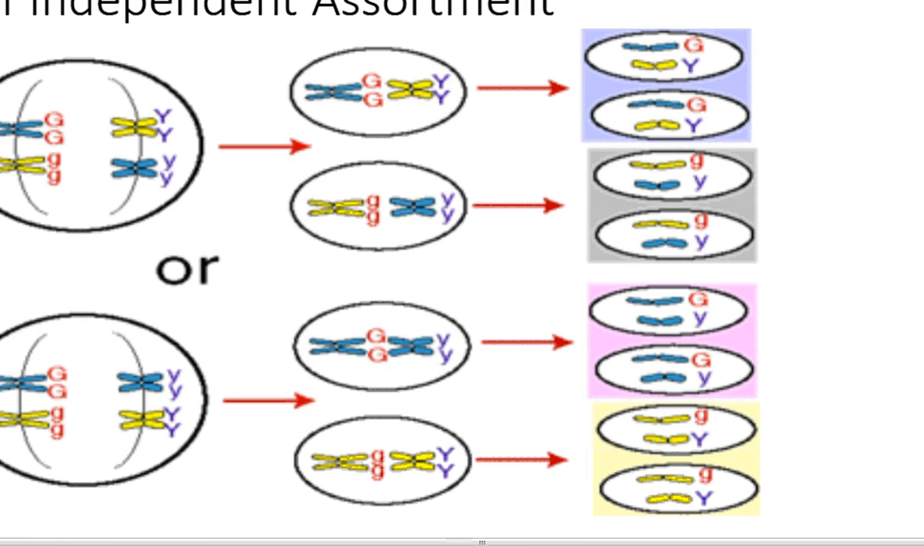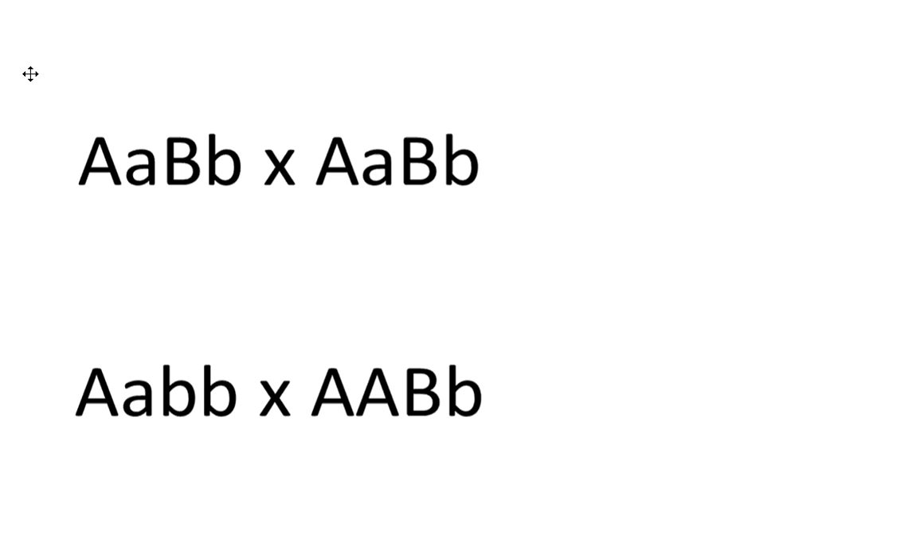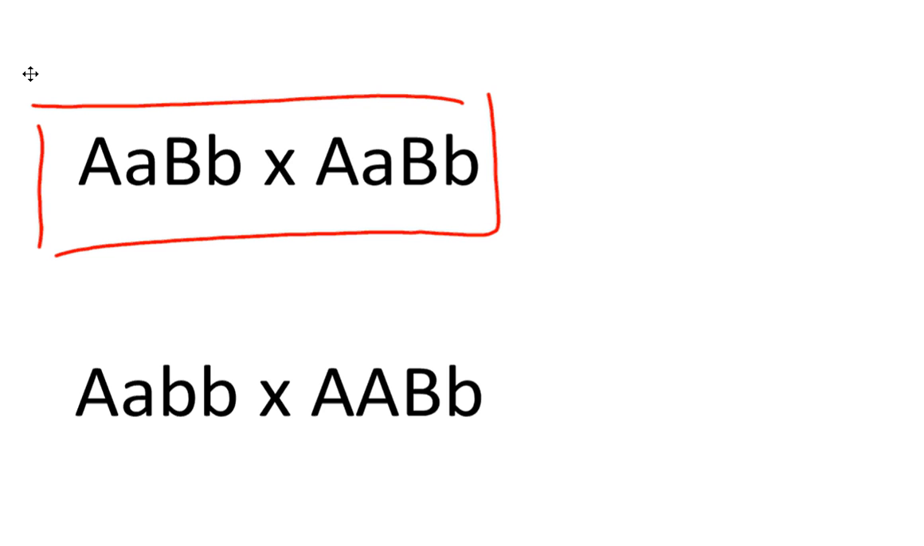Remember we talked about how meiosis makes 4 gametes, each genetically different from one another? Well, this law of independent assortment is one of the reasons that that's true. And so let's take a cross. Let's take this one to start with.